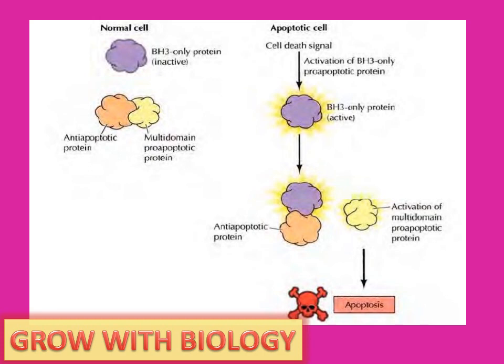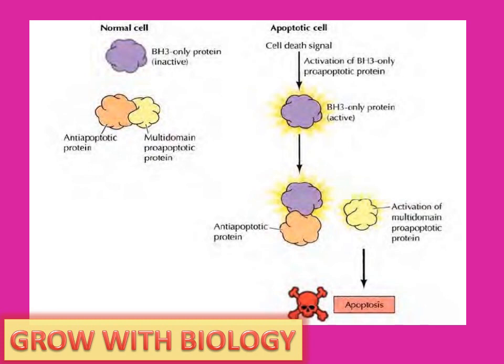Now when we see in this diagram, there is a normal cell which has BH3 which is present in an inactive form, and the anti-apoptotic is binding to the multi-domain of pro-apoptotic. Anti and pro, when they have bound, there is no cell death. Now in apoptotic cell, when there is cell death signal, then the BH3 domain becomes activated, which was initially pro-apoptotic. Now it will become apoptotic. Once it has become apoptotic, it will bind to the anti-apoptotic domain and will free the multi-domain. Now once multi-domain has been freed, then it will result in apoptosis.